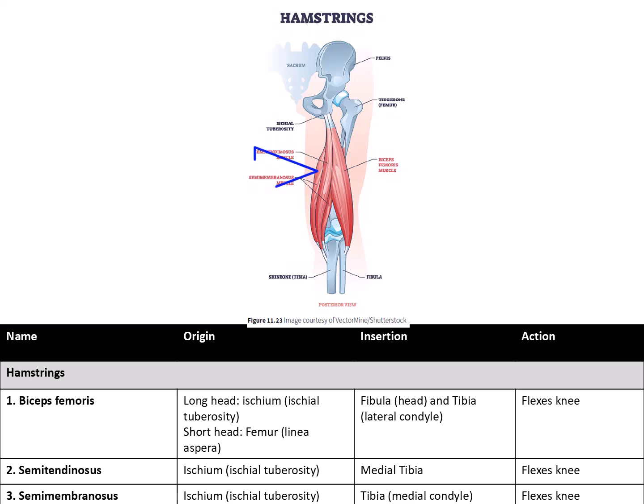The last muscle of this group is semimembranosus, which is a flat muscle on the medial side of the thigh. This muscle originates from the ischial tuberosity and inserts on the tibia near the medial condyle. When it contracts, it will also flex the leg.